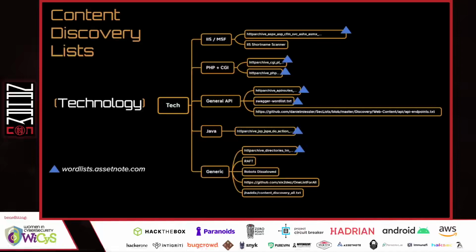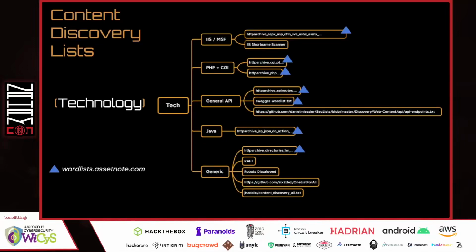Okay, so content discovery tools are nothing without the lists that drive them. Basically what we're doing here is sending requests trying to find paths and files that exist on the web server, so we need some really good lists. You'll see here that I have my mind map of how I break up content discovery lists and which ones I would use in certain cases.